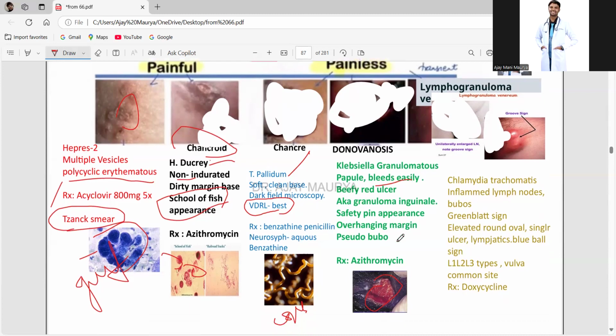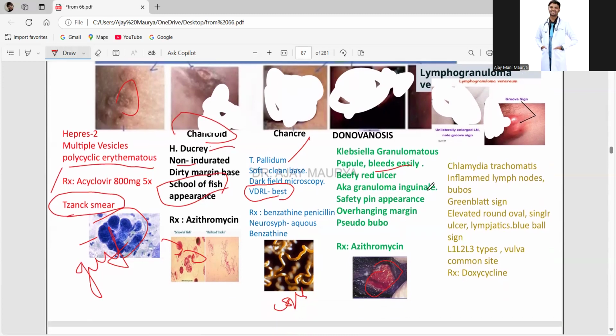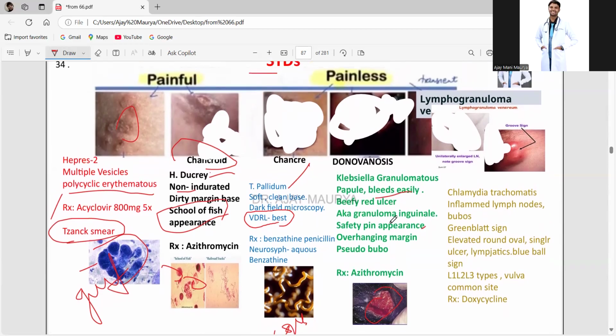It is how it appears: the safety pin appearance, overhanging margins, and this contains the pseudobubos. Treatment is azithromycin. Next, lymphogranuloma venereum.